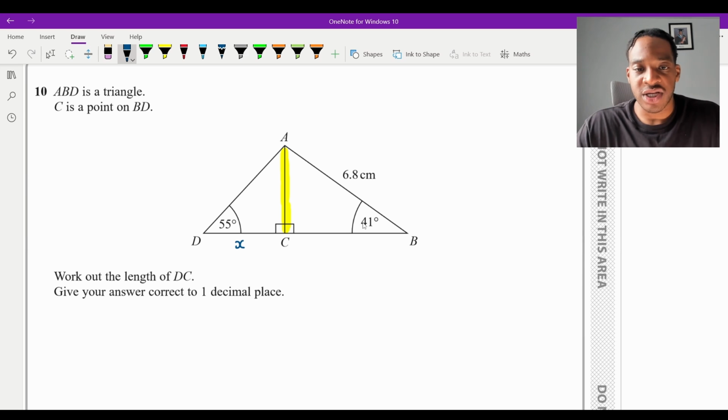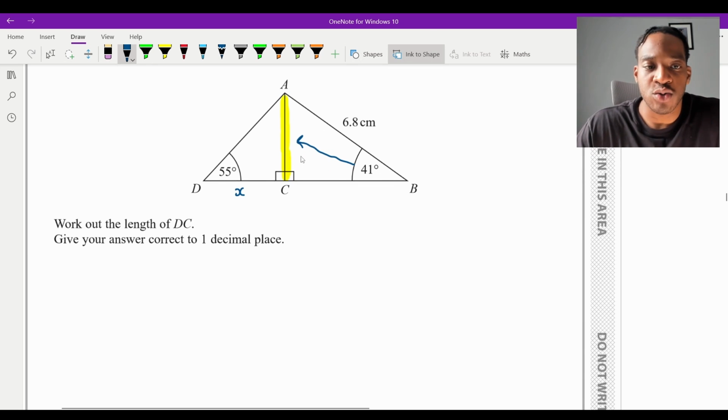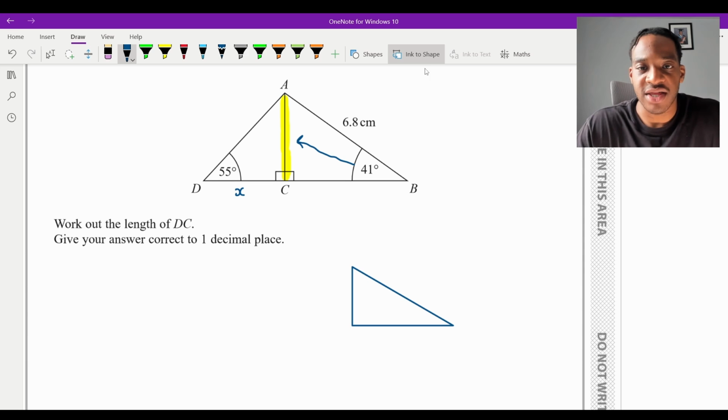Now remember, this is the angle here. The side opposite the angle is always called the opposite side. So I'm going to draw this triangle out again, just so it's clear. Like that there. And then this is a 41-degree angle. This is 6.8. This is A. This is C. And then this is D. This is B. This side is called the opposite.